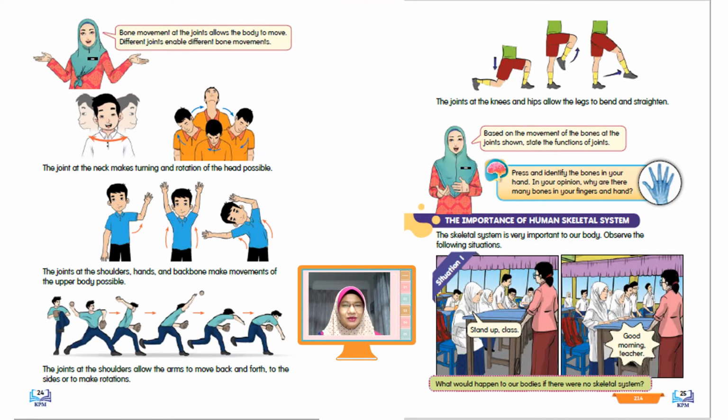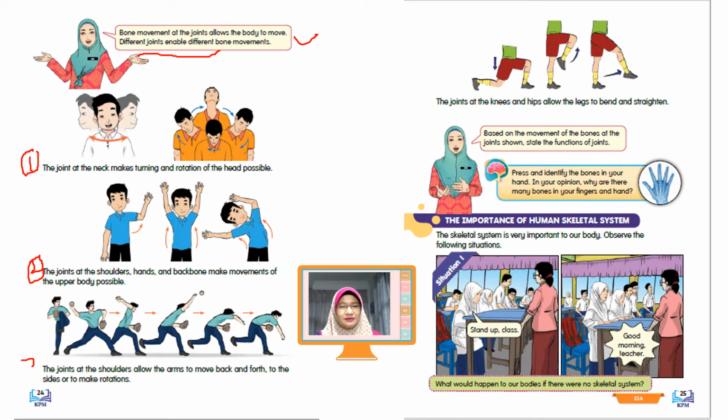Okay, class, we continue. Bone movement at the joints allows the body to move. Different joints enable different bone movements. So we go through one by one. Number one, the joint at the neck makes turning and rotation of the head possible. Number two, the joints at the shoulder, hands and backbone make movement of the upper body possible.